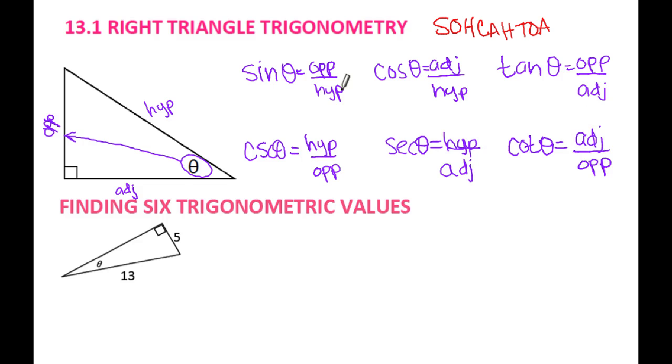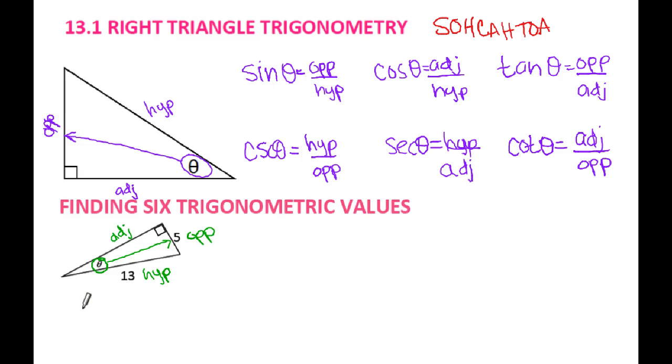Let's set up all 6 of these ratios using this triangle. I'm going to label the sides that I know based off of my angle theta. If I go directly across the triangle, that is the opposite side. Across from the right angle is the hypotenuse. What I'm missing is the adjacent side, and we can solve for it using the Pythagorean theorem, because we need to know all 3 sides to set up these 6 ratios.